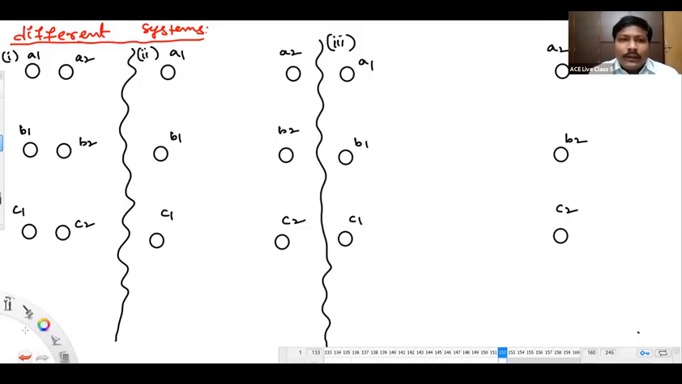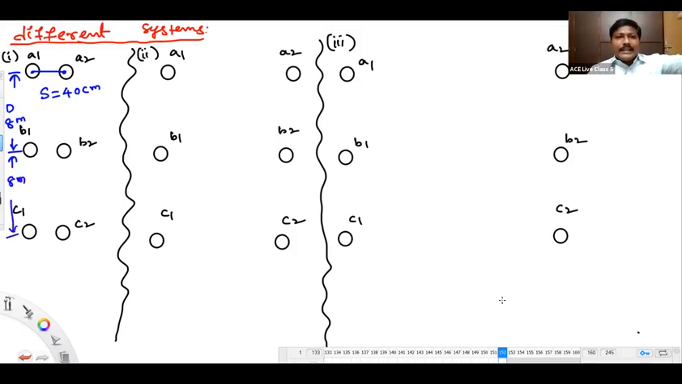Next, distances. I will give some numbers directly to you. A1 to A2, 40 centimeters or 0.4 meters is the A1 to A2 gap. B1 to B2, C1 to C2 also. Phase A to phase B, D, is 8 meters, and B to C also 8 meters.